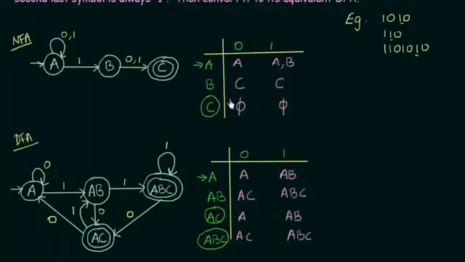Now let's check for this one. 1 1 0. It comes to AC. So that is also accepted because this is the final state. And let's check this one, 1 1 0 1 0 1 0. It comes to AC, which is the final state. So this is also accepted. So we see that all these three are accepted because they end with 1 as the second last symbol. So all strings that have 1 as the second last symbol are accepted by this NFA and DFA.